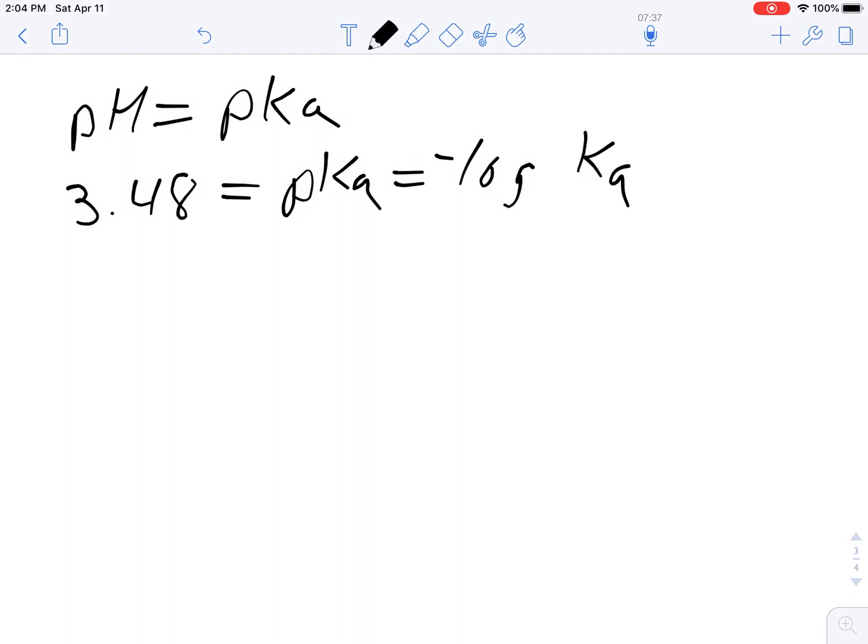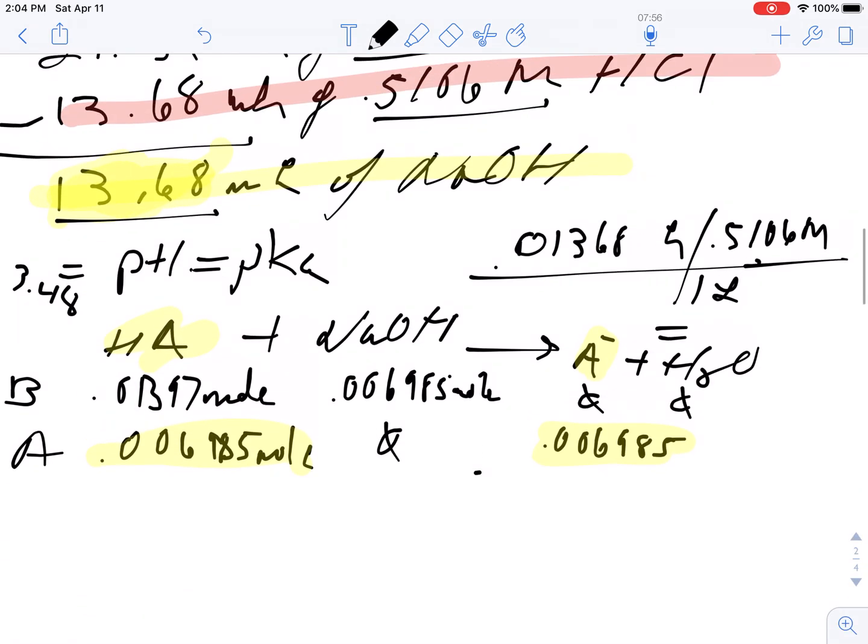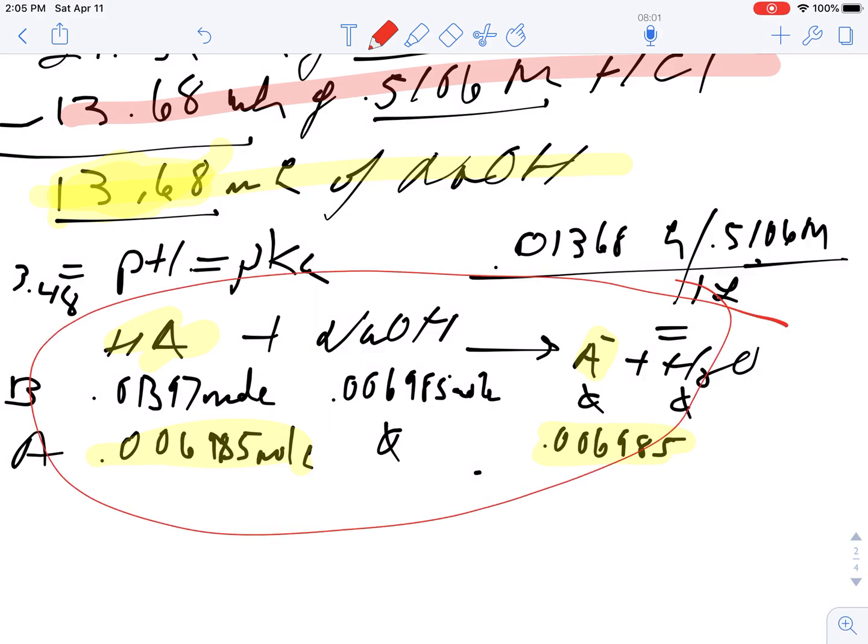Solve for the Ka, and I get a Ka of 3.31 times 10 to the negative fourth. Like I said, you didn't have to work out a before and after table like I did right here. You could have just jumped right into the recognition that you're at halfway to the equivalence point and the pH is equal to pKa, but I thought I would just prove it to you mathematically anyhow. Okay?